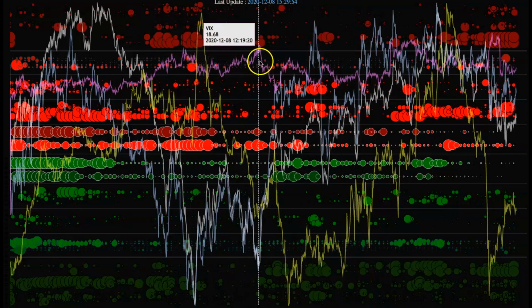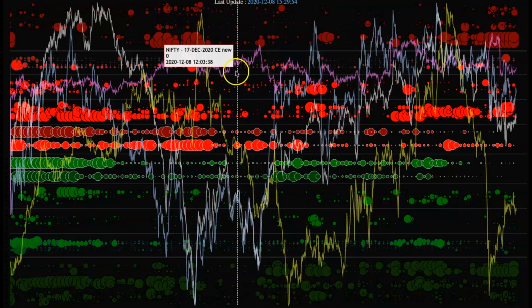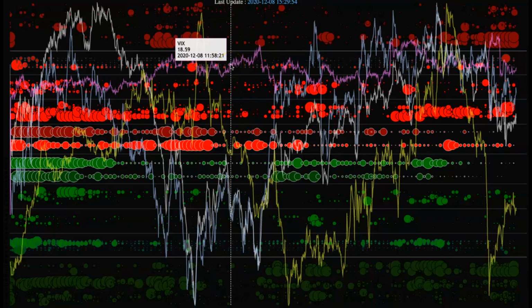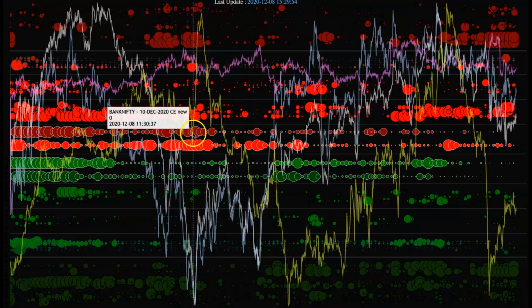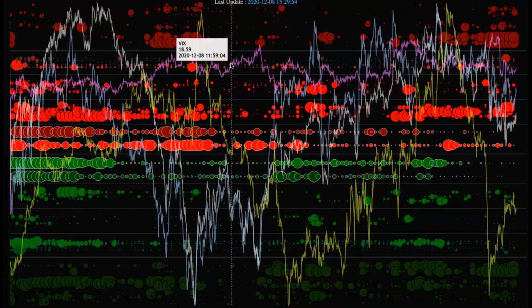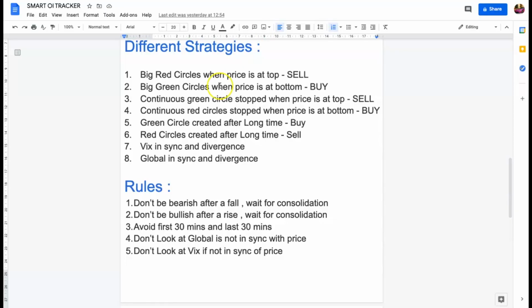So you just trade in the opposite direction of India VIX, but you shouldn't use the India VIX separately. If other setups are appearing along with India VIX, it is a high probability setup. So the next setup is the global market setup.